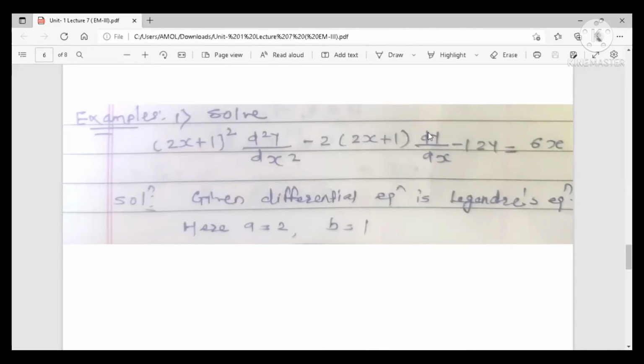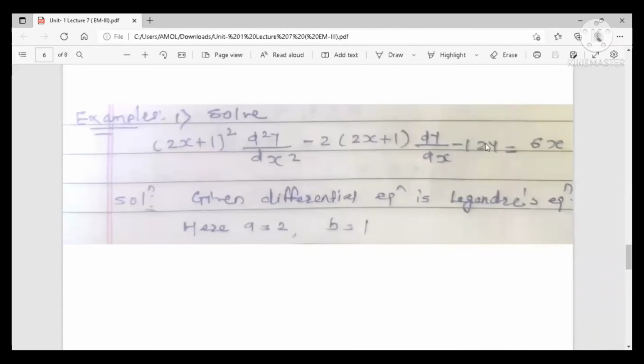In the middle term, the derivative term is dy by dx. With that derivative term, there is a polynomial function 2x plus 1, and its degree is 1 here. So the order of the derivative is equal to the degree of the polynomial.